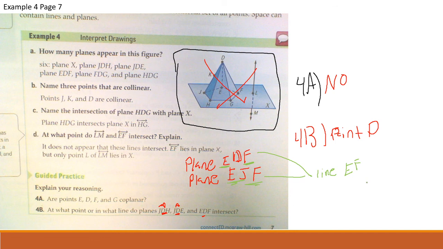So use the labeling of the items there to help you figure out where they're going to intersect, because that can sometimes help you, especially with planes there. So the common letter between all the planes is probably the letter that they cross at. So that's it for this video.